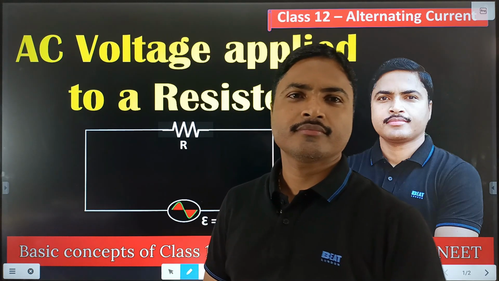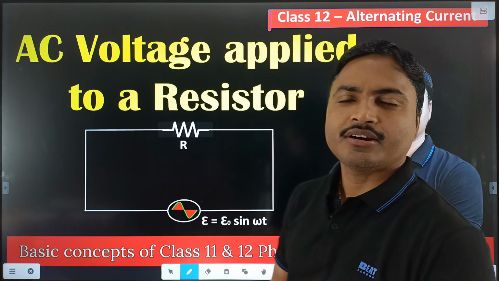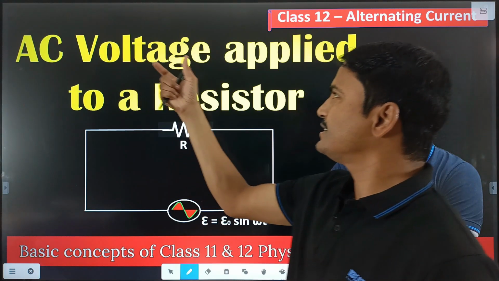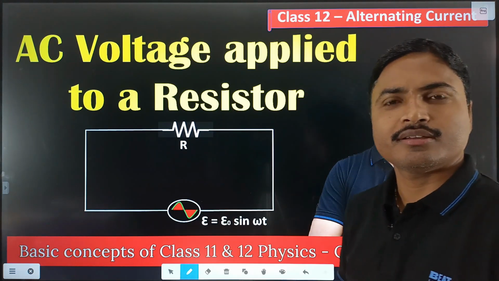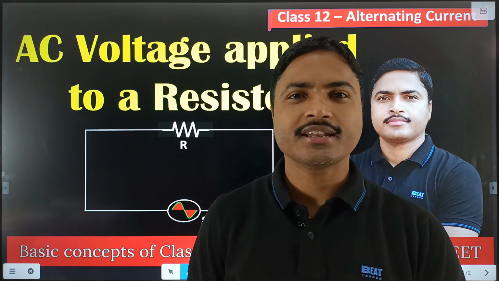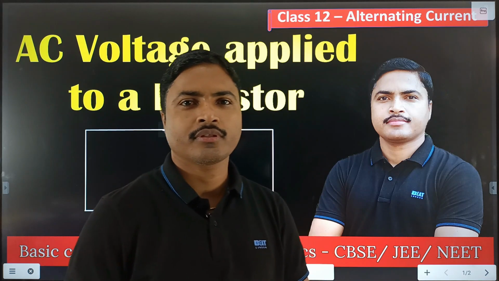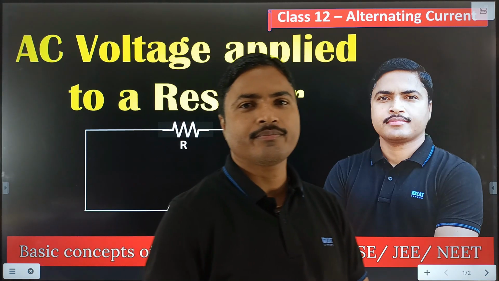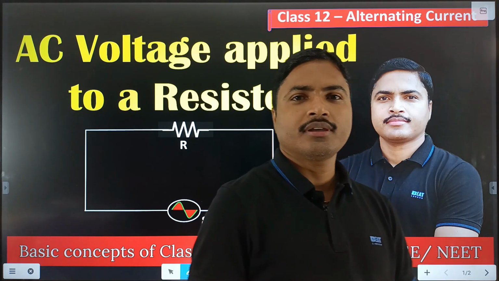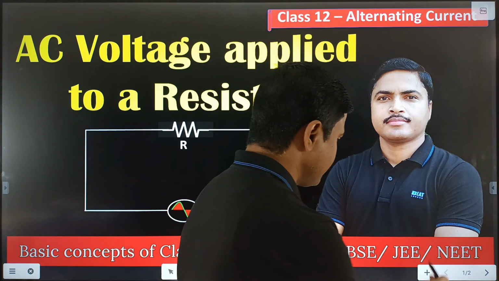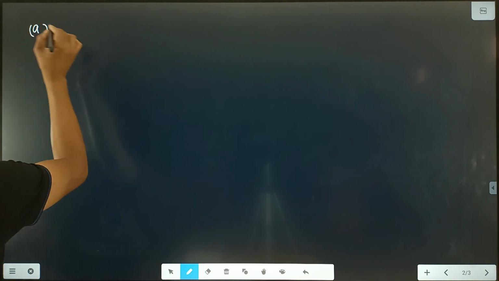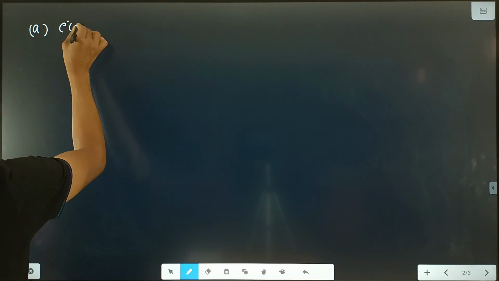12 physics chapter that is alternating current, and today we will discuss AC voltage applied to a resistor, or that is also known as AC circuit containing a resistor only, or we say that is a purely resistive AC circuit. In case of a purely resistive AC circuit, first we draw its circuit diagram.